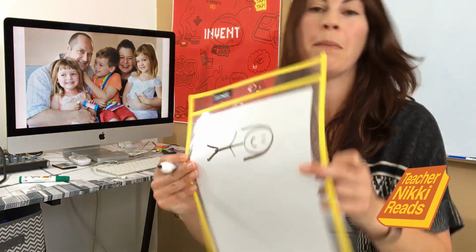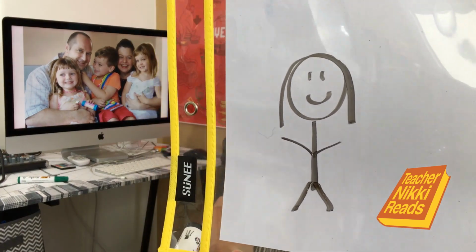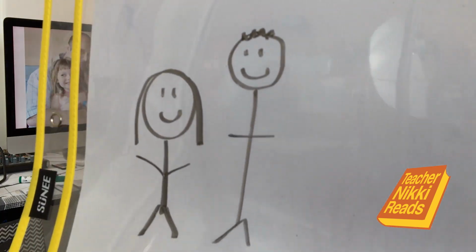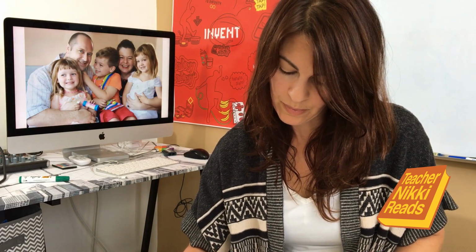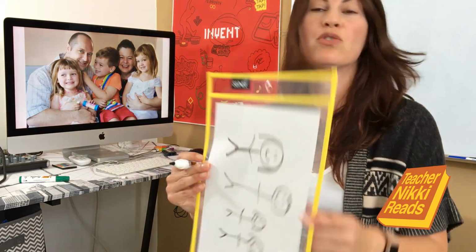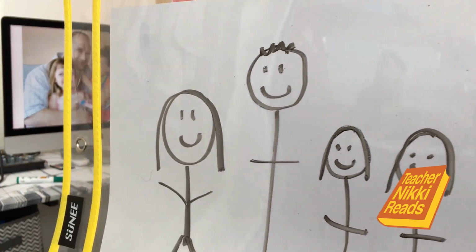So for me, I have myself, and I have a brother. He's bigger than me. He's older than me. So there's my brother. And I have 2 sisters. There's my 2 sisters. Can you see them?